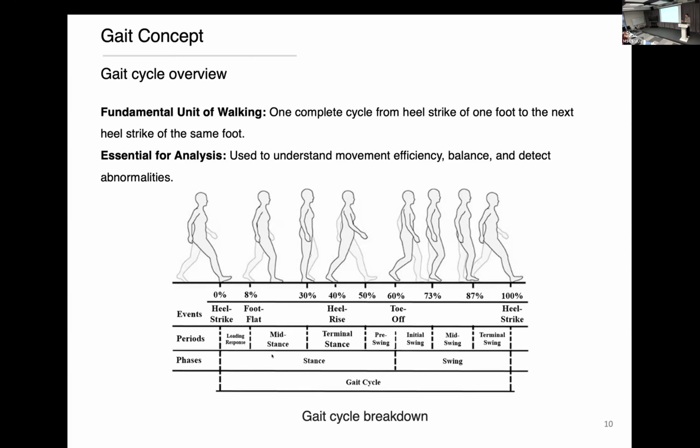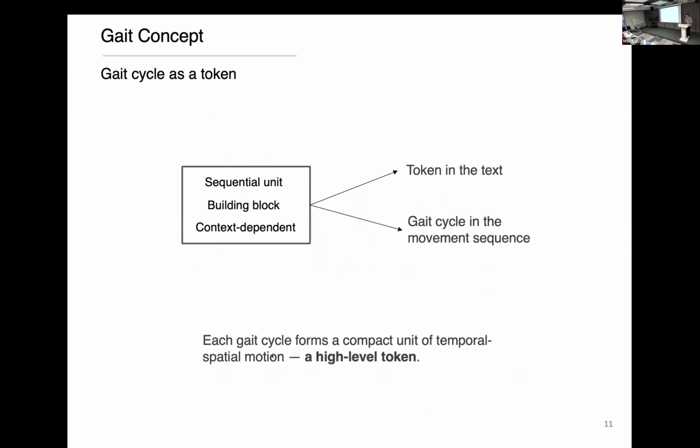One complete cycle from heel strike of one foot to the next heel strike of the same foot. This is a standardized unit, and it is essential for this analysis because it's the smallest one that is repeatable. Here we can see that sequential units, building block, and context dependent, like adjectives, all apply to tokens and also to gait cycles in the movement sequence. That's why in movement, gait is a high-level token, and we try to operate with it.